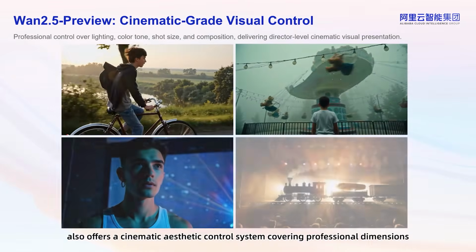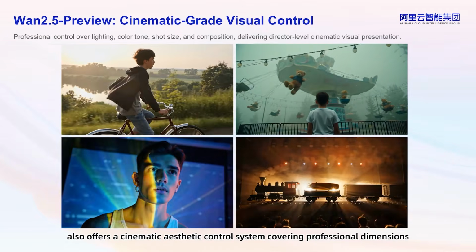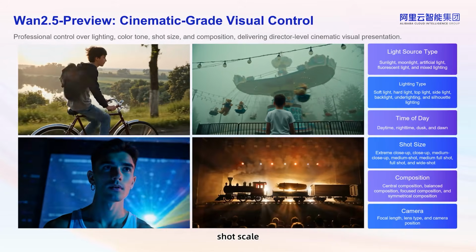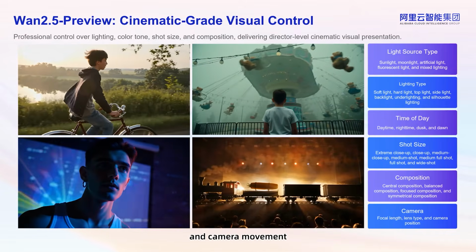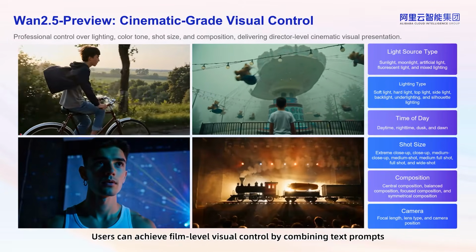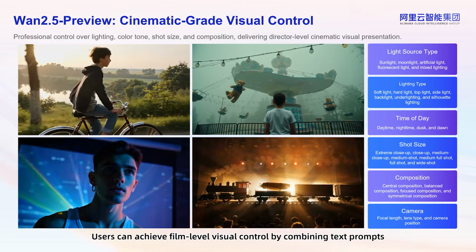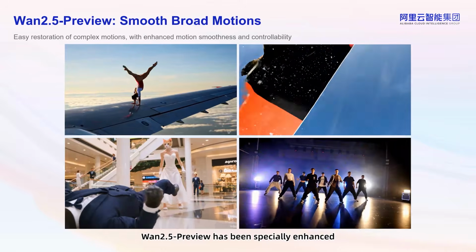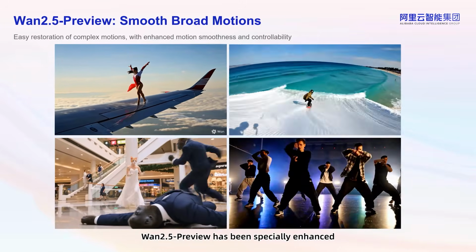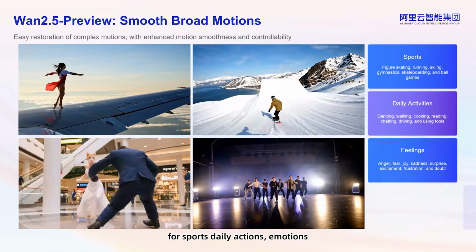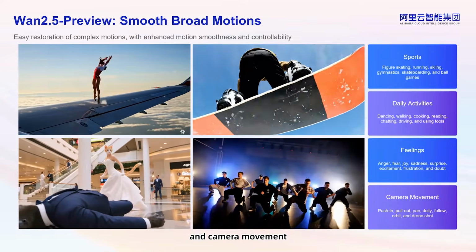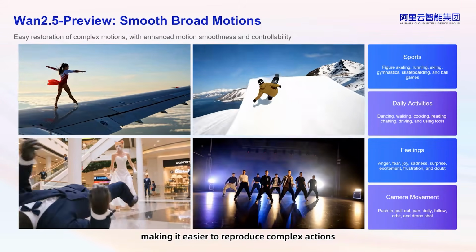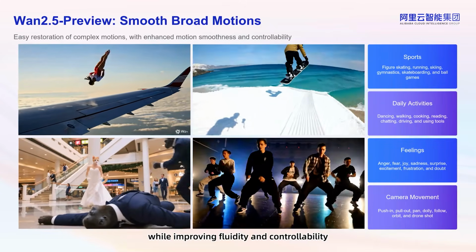Wan2.5 Preview also offers a cinematic aesthetic control system covering professional dimensions such as lighting, time of day, shot scale, composition, and camera movement. Users can achieve film-level visual control by combining text prompts with cinematic aesthetic tags. Furthermore, Wan2.5 Preview has been specially enhanced for sports, daily actions, emotions, and camera movement, making it easier to reproduce complex actions while improving fluidity and controllability.